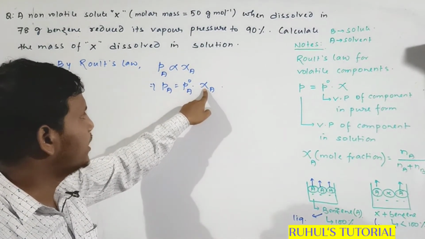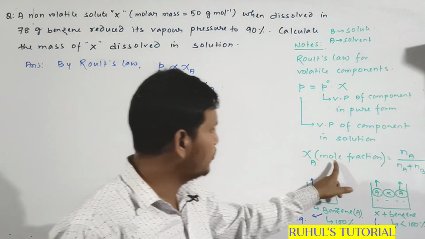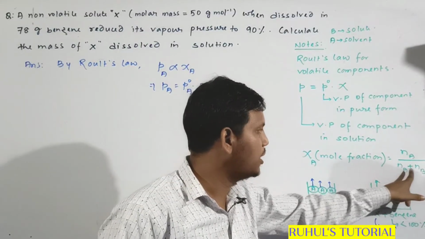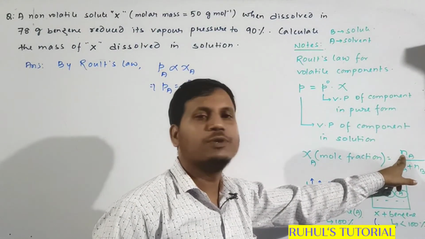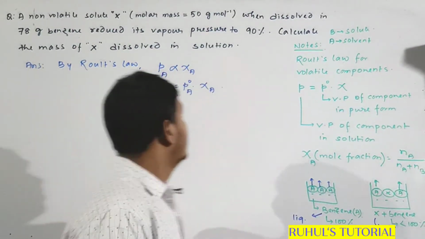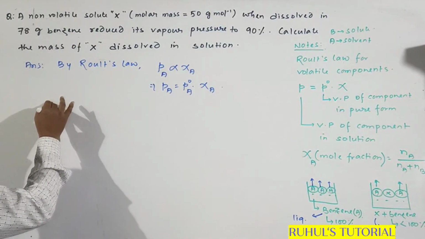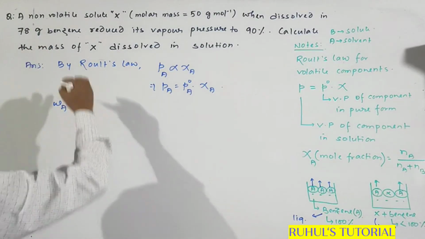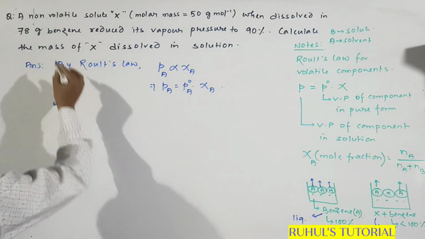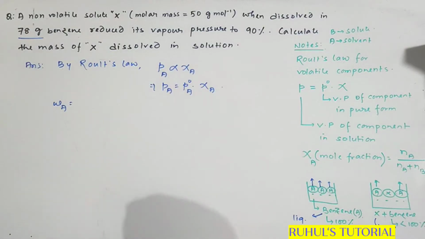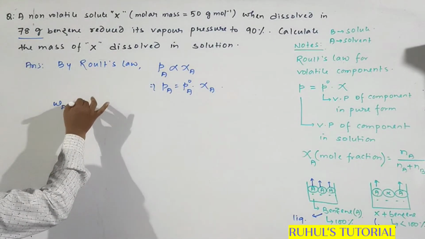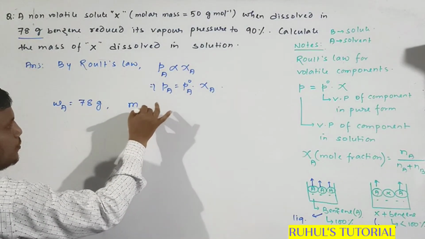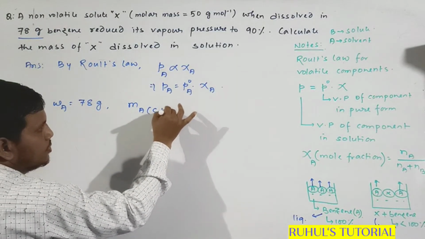For finding the mole fraction of A, the formula is moles of A divided by the total number of moles, A plus B. So first we will find the moles of A. What is A? A is benzene. Benzene is the solvent, which is A. The given mass of benzene is 78 gram. So we have to find the molar mass. The molar mass of A means C6H6, benzene.